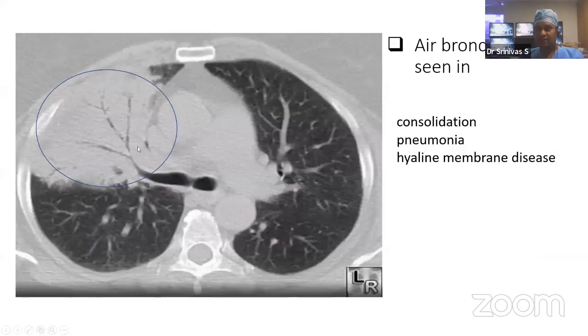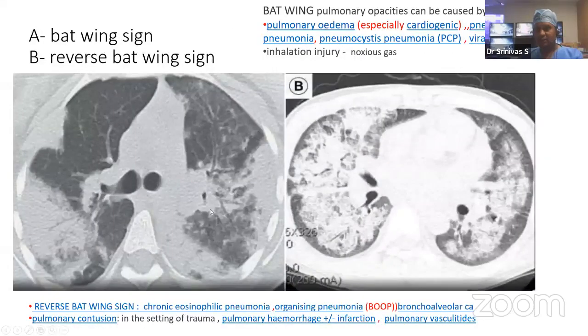This is an air bronchogram. Here you can see a hyperdense lesion with hypodense structures. Hypodense means they are black in color. Hyperdense is white in color. So you see white color structure, which is very dense. This black is formed by the air, and the white is formed by the tissue which is not aerated or which is occupied with the pus. So this is an air bronchogram, which indicates that the patient is having pneumonia or consolidation or hyaline membrane disease.